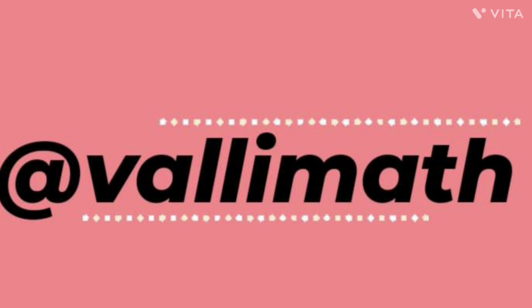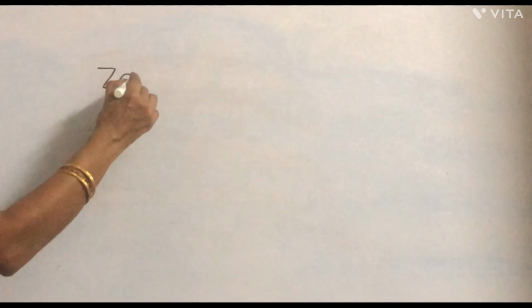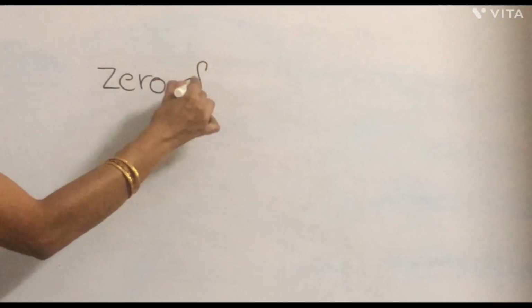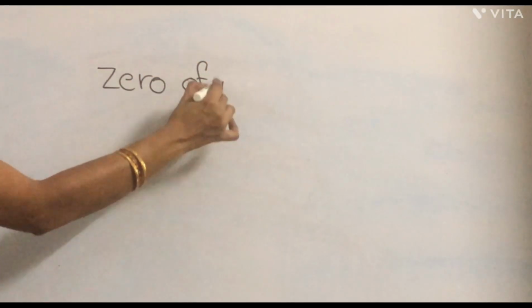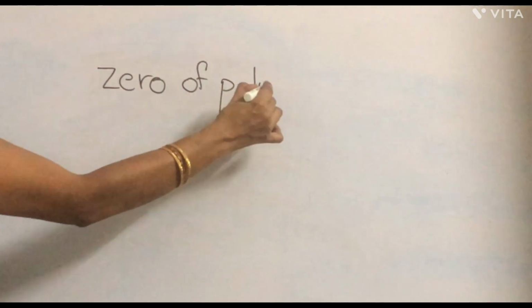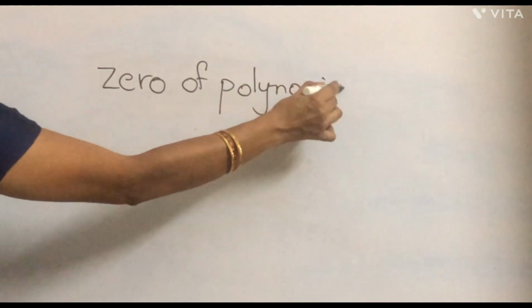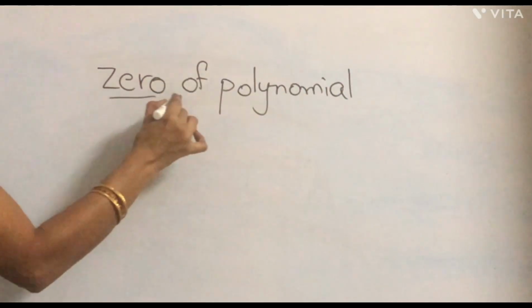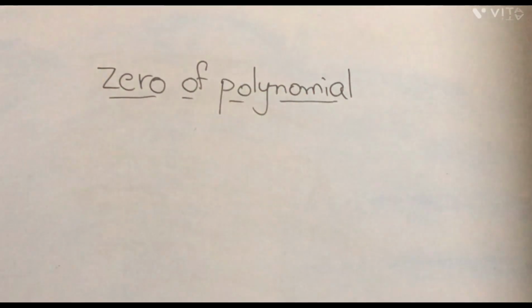This zero of the polynomial is very useful to both 9th and 10th CBSE and state syllabus children. This is because the polynomials chapter is there in both 9th and 10th class. Let us start the zero of the polynomial. First of all, what is the zero of the polynomial? Zero of the polynomial means a value which satisfies the given polynomial is known as the zero of the polynomial.